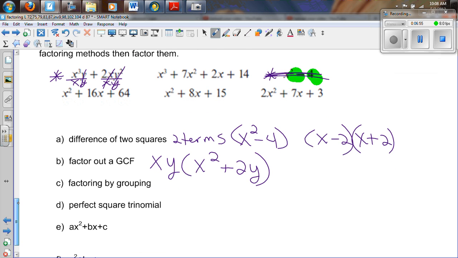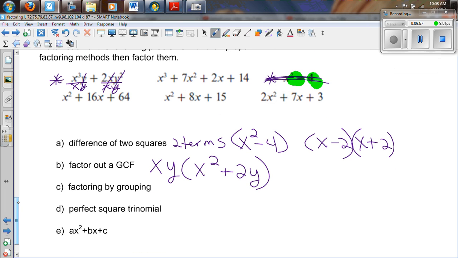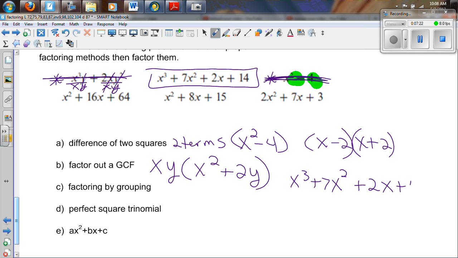Next one, which one is factoring by grouping? Factoring by grouping is the one that has 4 terms. So which one of them has 4 terms? Only this one does. We've done this one and we've done this one, so this is the next one. Let's factor that out. I'm going to rewrite this here first so I can group it. I'm going to group the first 2 and the last 2. And remember, always it has to have a plus sign in between.